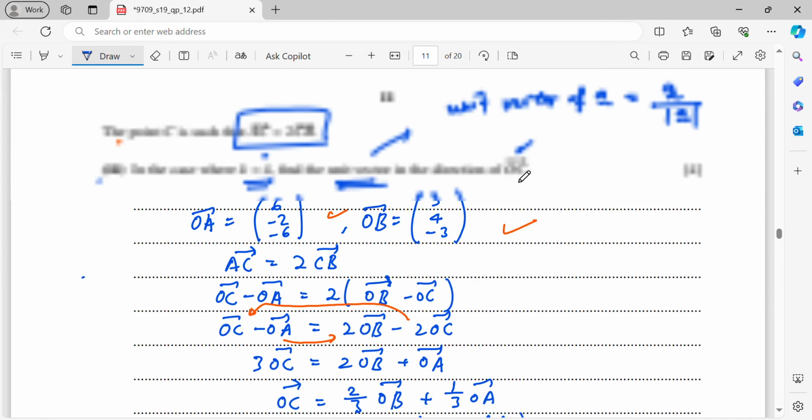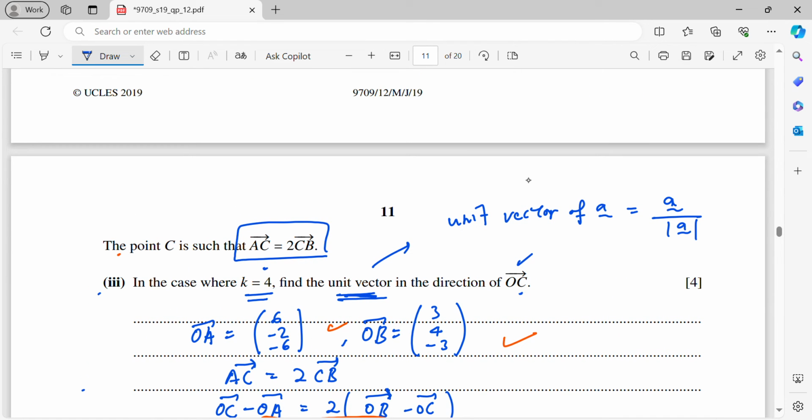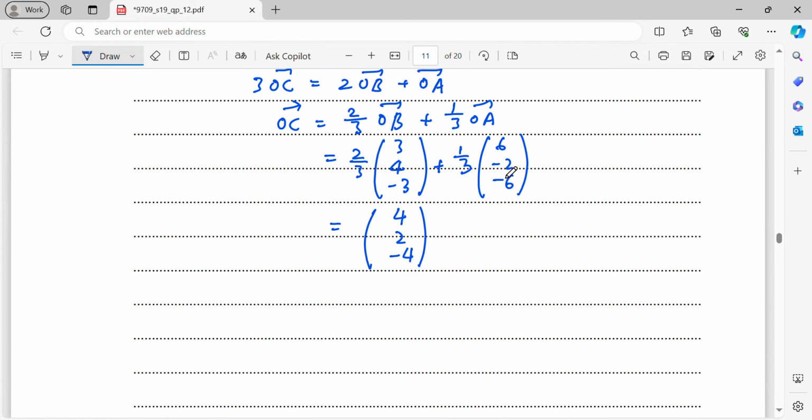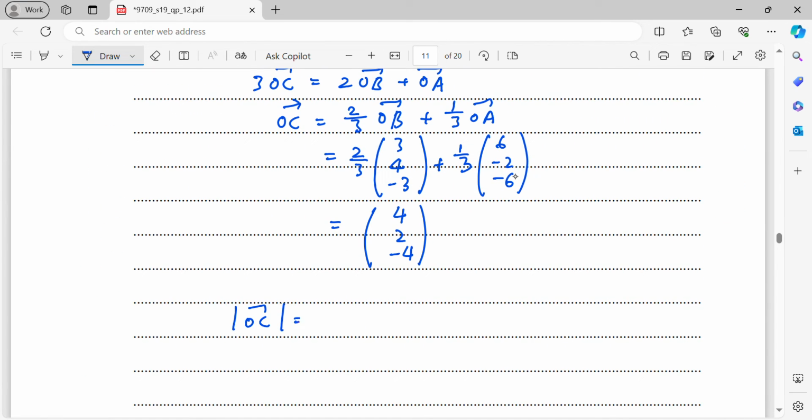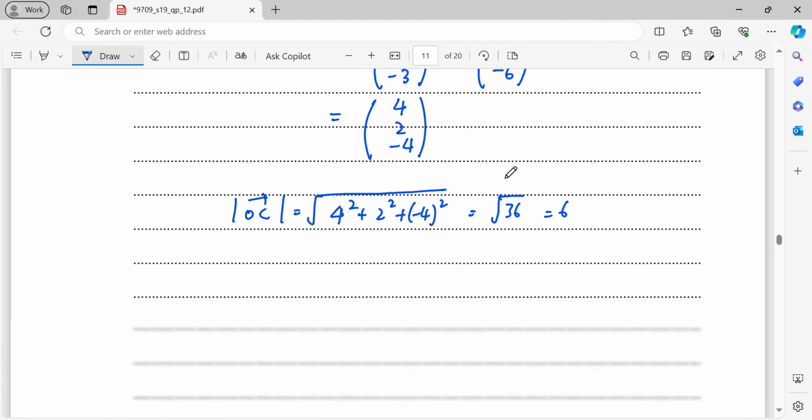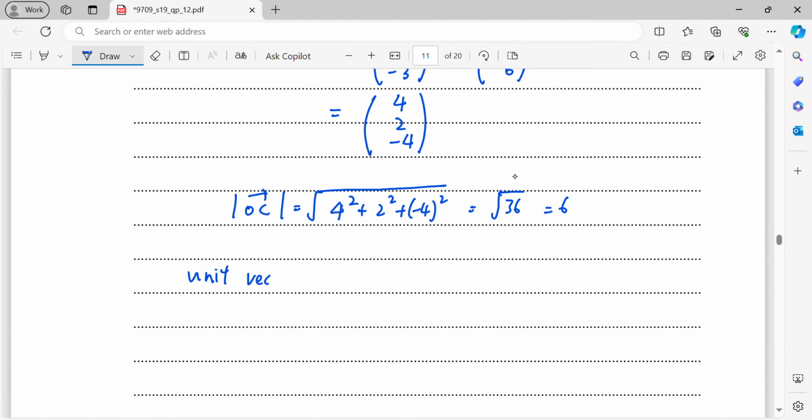But then the question is asking for the unit vector in the direction of OC. That means now I need to find the magnitude of OC. So the magnitude of OC is basically the square root of 4 squared plus 2 squared plus (-4) squared. Then this is going to be the square root of 36, which is 6. So now my unit vector of OC, that is OC divided by its magnitude, which is 1 over 6 times (4, 2, -4).